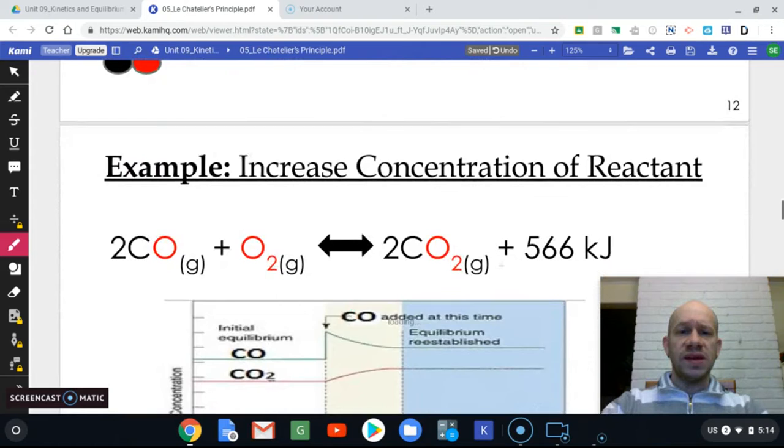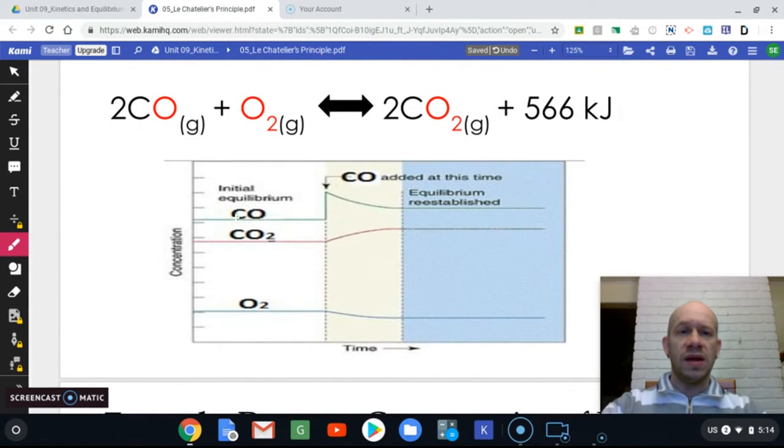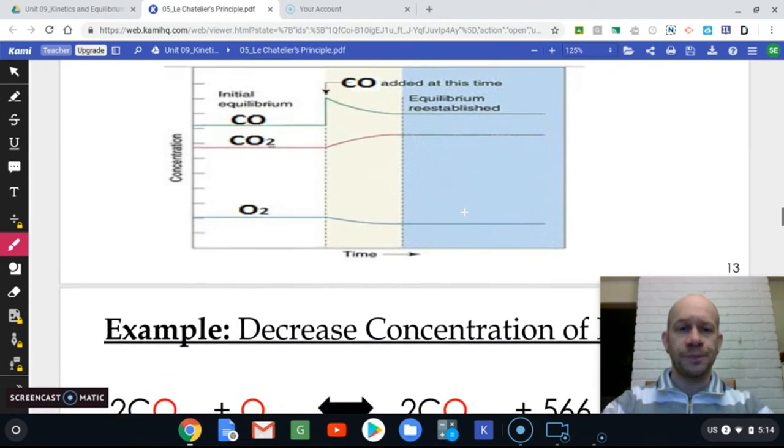If I increase the concentration of reactant, here is a visual representation of that happening. At the beginning, I have CO, CO2, and O2 in equilibrium. However, I added carbon monoxide right here. Therefore, I have an increase of that. My equilibrium shifts where my CO will go down, my O2 will go down, and my CO2 will go up until a new equilibrium is reestablished.